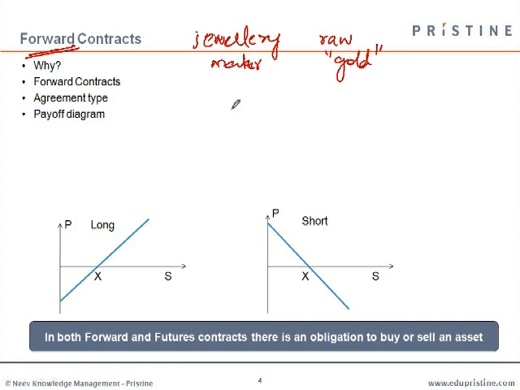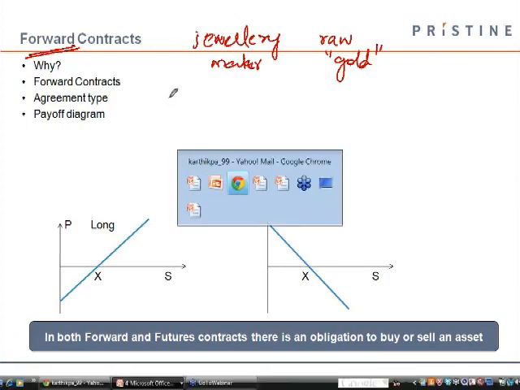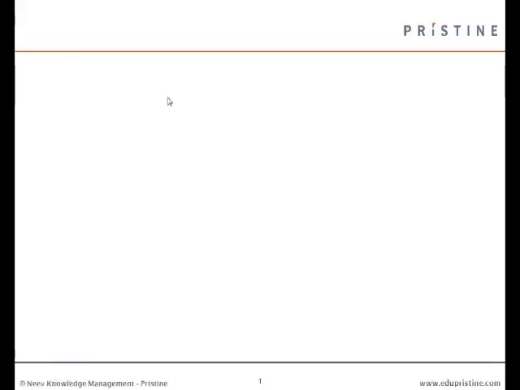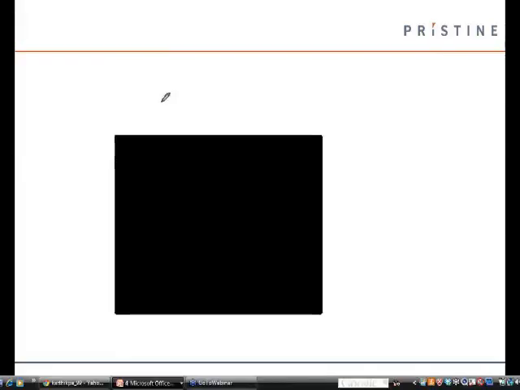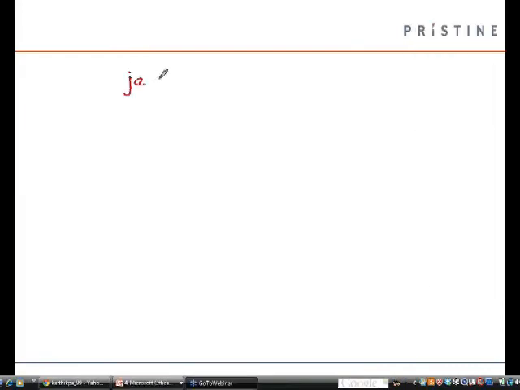And at that point of time, your worry is that your cost of production will increase. So what can you do? Won't it be nice if you can actually enter into some agreement today? Okay, let me try to explain this on a blank slide. So if you are a gold jewelry maker, your risk is that gold price can go up.